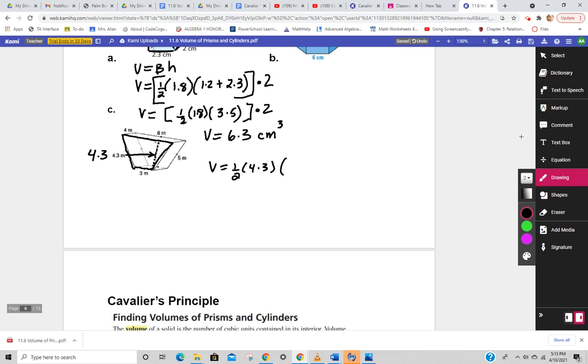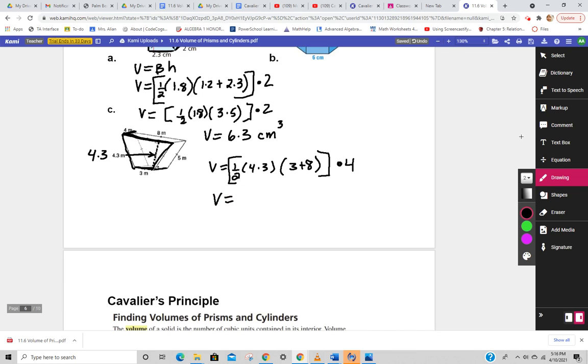Okay, we want the sum of base 1 and base 2. This is 3 and this is 8. So it's 3 plus 8. So this is all just the area of the trapezoidal base. Now I have to multiply that by the height, the distance between these two bases, which is this distance right here, which is given right here, 4.